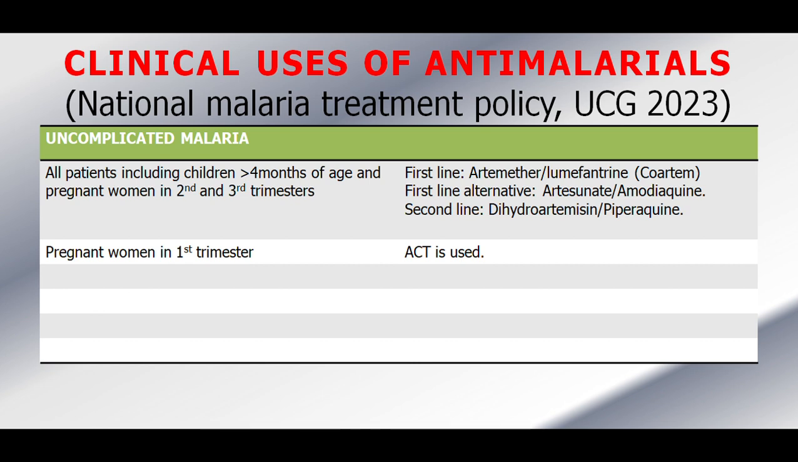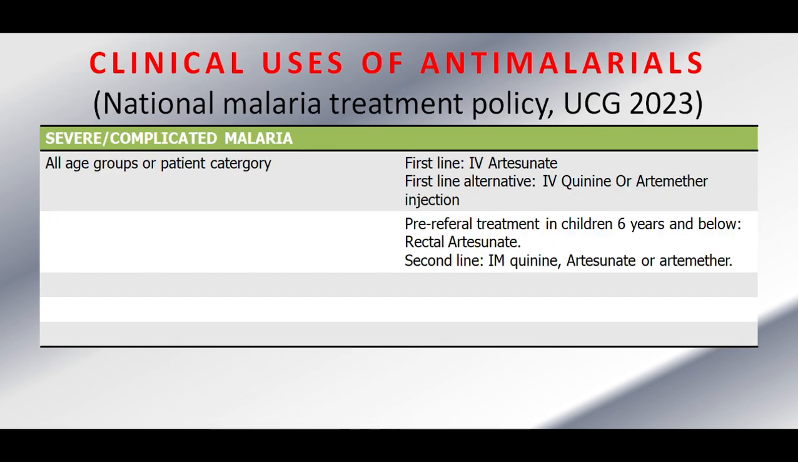uncomplicated malaria. Then we have the treatment of severe or complicated malaria. In all age groups or patient categories, the first line is IV artesunate. If you don't have IV artesunate, you have a first line alternative, which is IV quinine or artemether injection. Now, sometimes you're working in a lower health center where you don't have the capacity to handle severe or complicated malaria, where referral is the best approach that you can use.